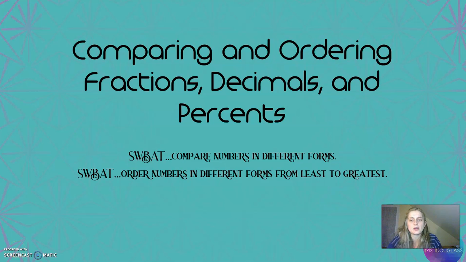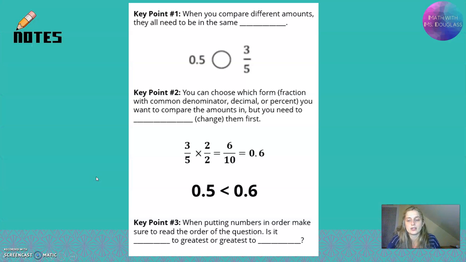Mathematicians, let's talk about how we can compare numbers when they're in different forms, like one's a fraction, one's a decimal, and how we can put them all in order from least to greatest. So in our notes, we know that we can compare different amounts so long as they're in the same form.